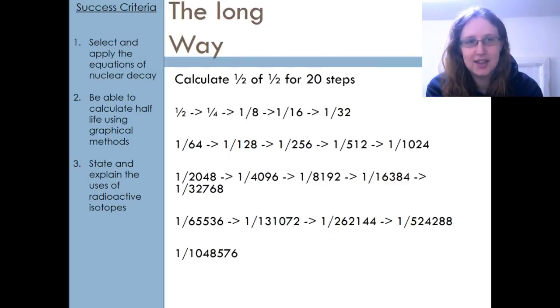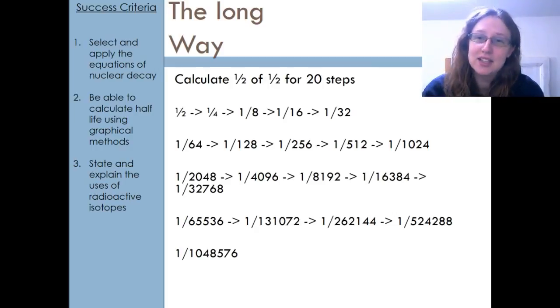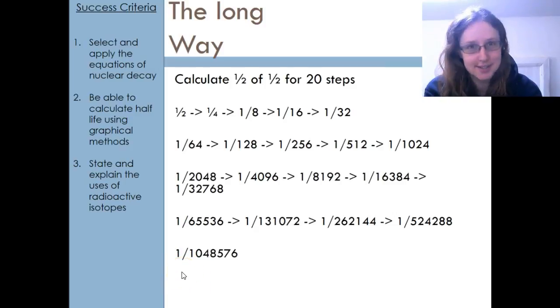The GCSE way is probably to do it the long way, which is you go a half of a half for 20 steps. So go to a half, a quarter, an eighth, a 16th, 32nd, 64th, 128th. I'm going to stop there before I run out of breath, until we get all the way down to 1 over 1,048,576. So first thing to take away, after 20 half-lives there is a tiny amount left, which is good. But B, my goodness, that's the long way around the houses.